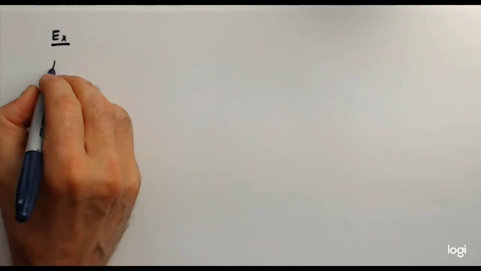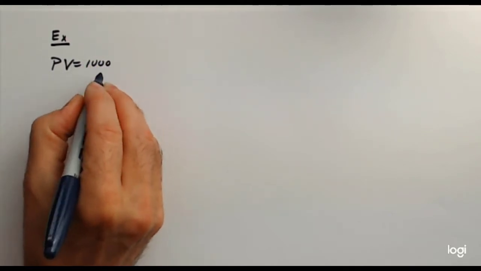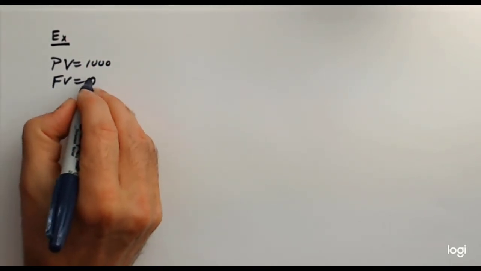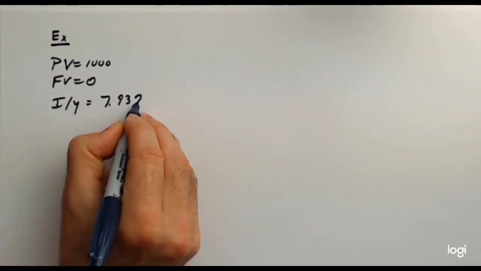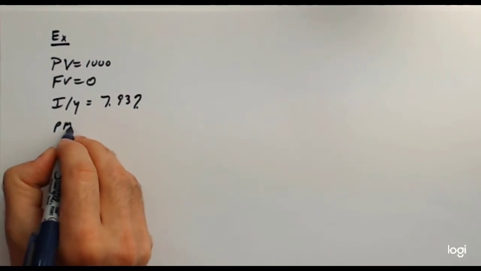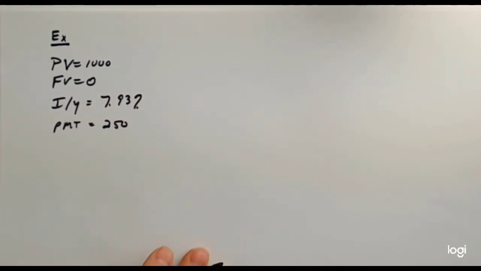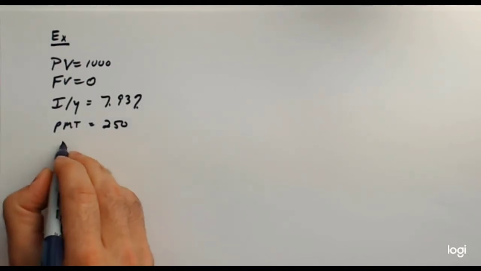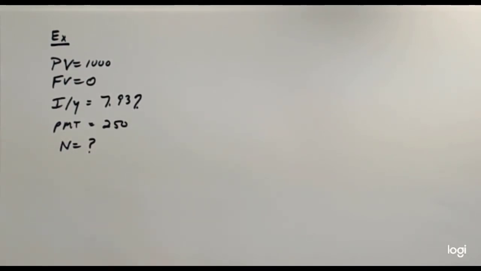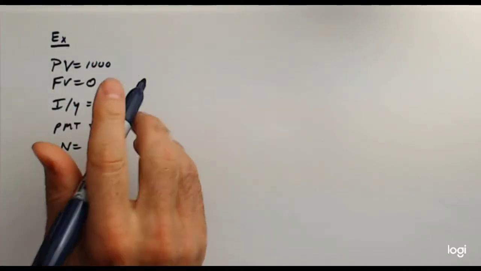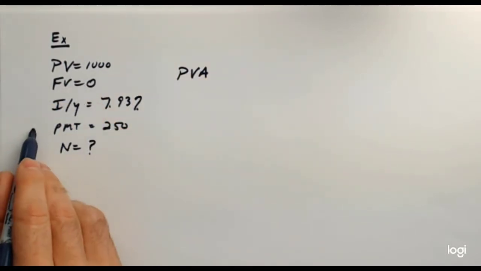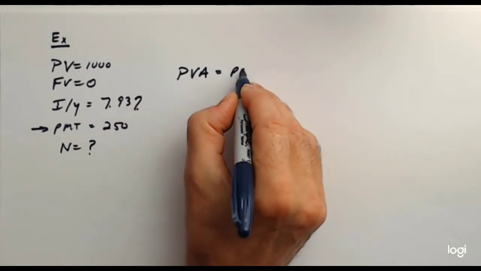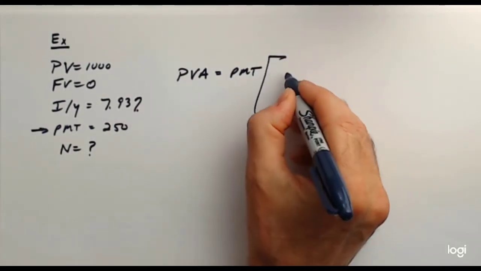Let's suppose we have a present value of 1,000. Future value is 0. The interest rate per year, I, is 7.93%. And payments are $250. And the question is, what is n? Now, we could solve this using this formula. So we have a present value of an annuity, and by the way, this is an annuity because you have payments here.